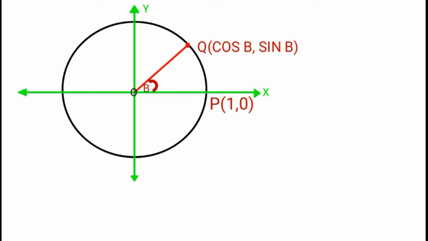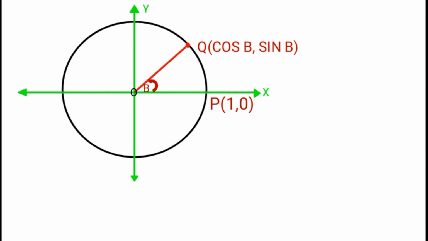Now we are going to draw an angle. We'll call it angle B. So angle B gives us an ordered pair out here on the circle that we are going to call point Q. And it has ordered pair cosine B, sine B. It is from the definition of the trig functions.